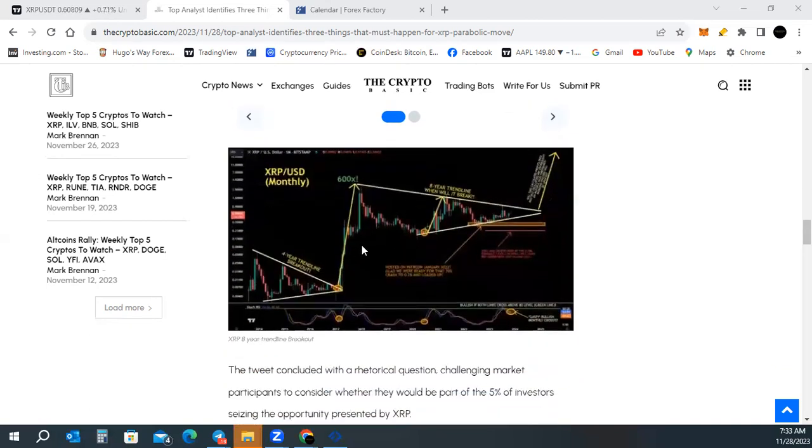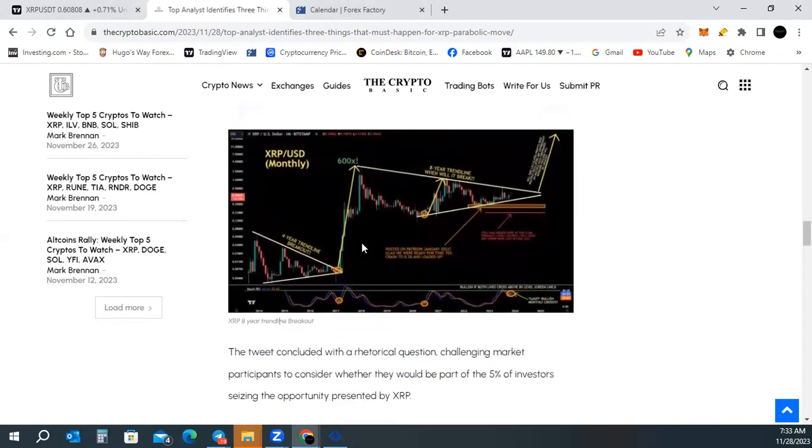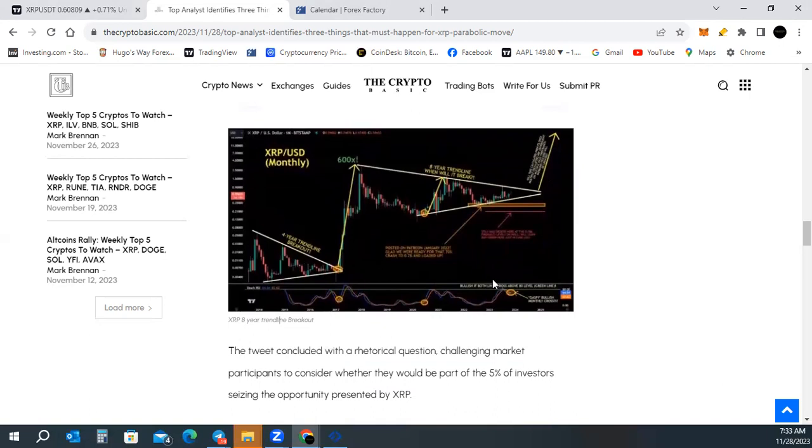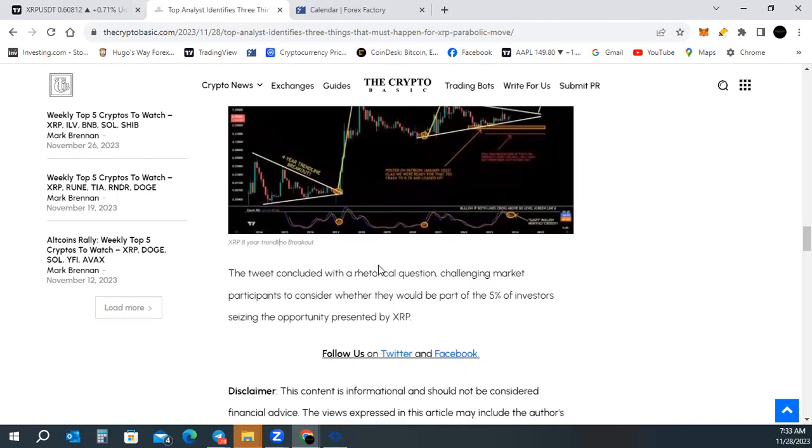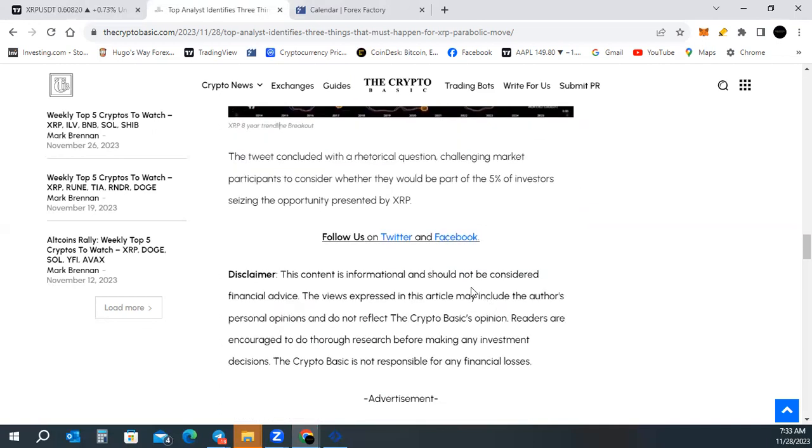Let's take a look here. So here he's noting 2025, the SRSI. This is the trend he's talking about. Let's see if we can spot it. The tweet concluded with a rhetorical question challenging the market participants to consider whether they would be part of the 5% of investors seizing the opportunity presented by XRP.